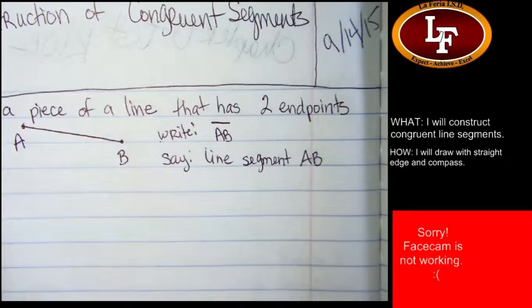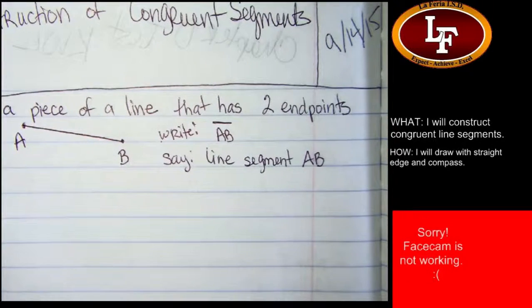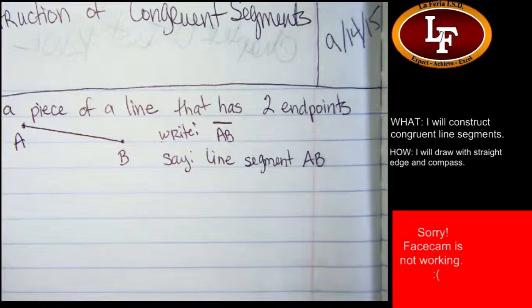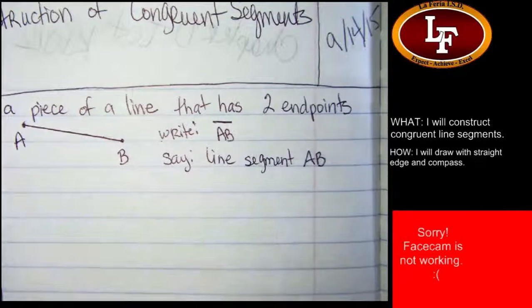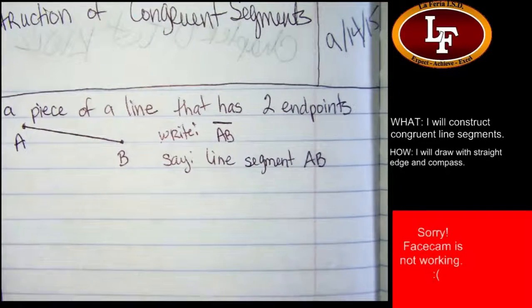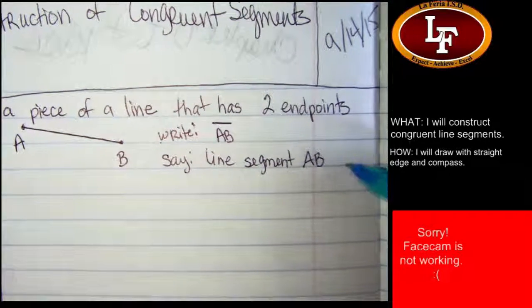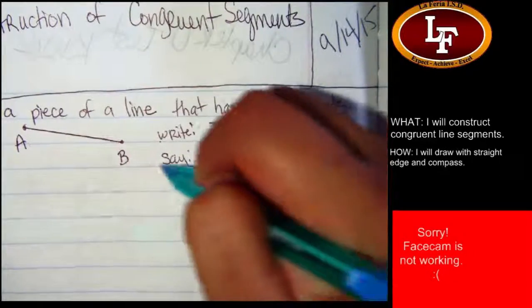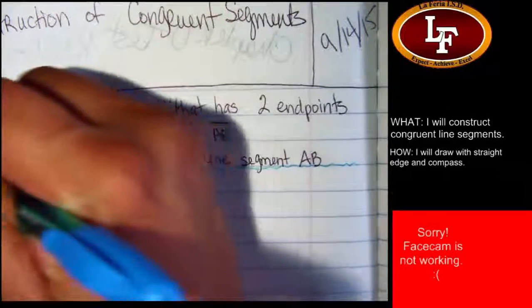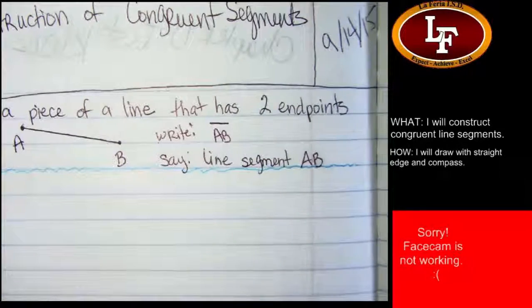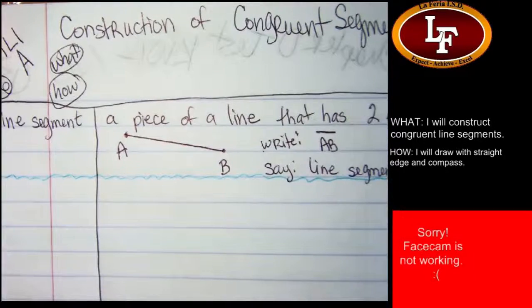Note the difference between the line segment symbol and the line symbol. The line symbol is going to have arrows on the end. The line segment symbol does not. If you want to put the endpoints on there, you can. Strictly speaking, not needed. Is this feeling all right for you guys? All right. I'm putting a little squiggly line under that one because we are done with that concept for the moment.